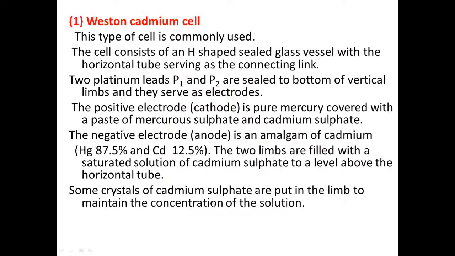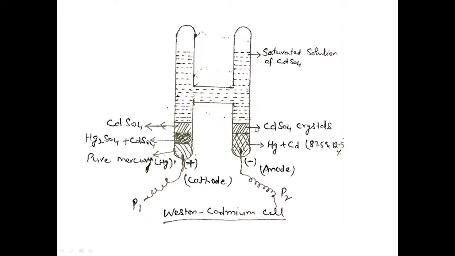The negative electrode, that is the anode, is an amalgam of cadmium and mercury, where mercury is 87.5% and cadmium is 12.5%, which serves as the negative electrode. Here we have also kept cadmium sulphate crystals so that the concentration of the solution remains constant.